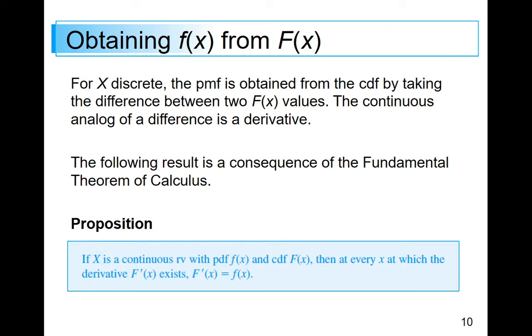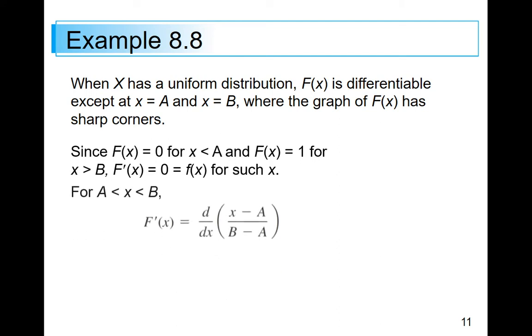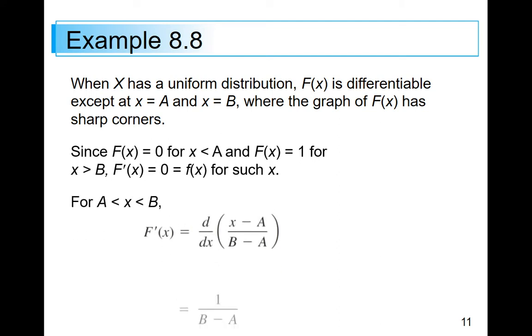So the derivative of the cumulative distribution function gives you the PDF, the probability density function. And it allows us to cut corners. So again, there's the PDF for the uniform distribution only between A and B.